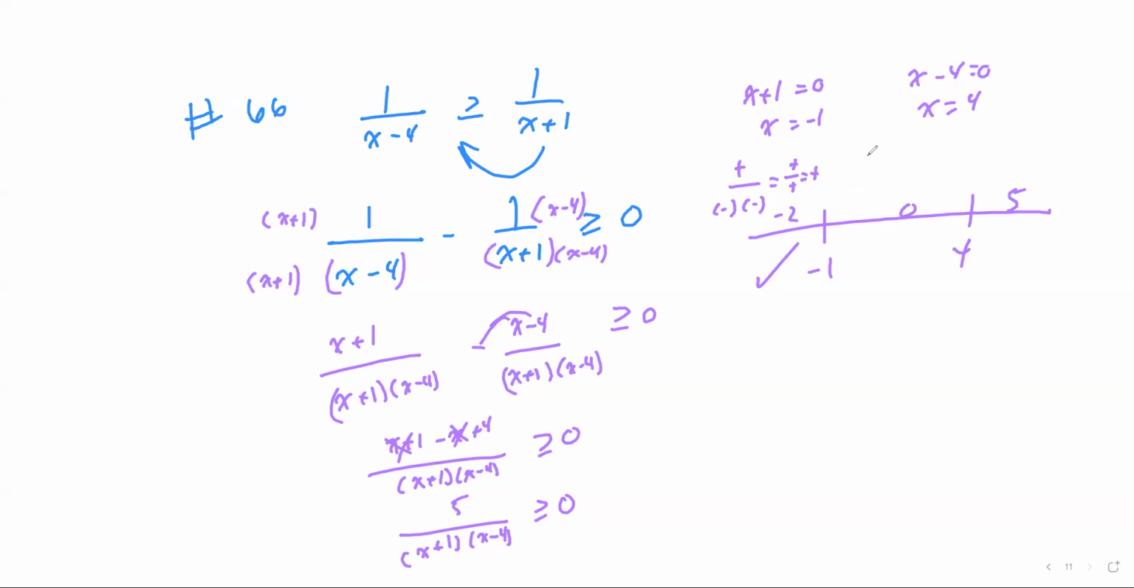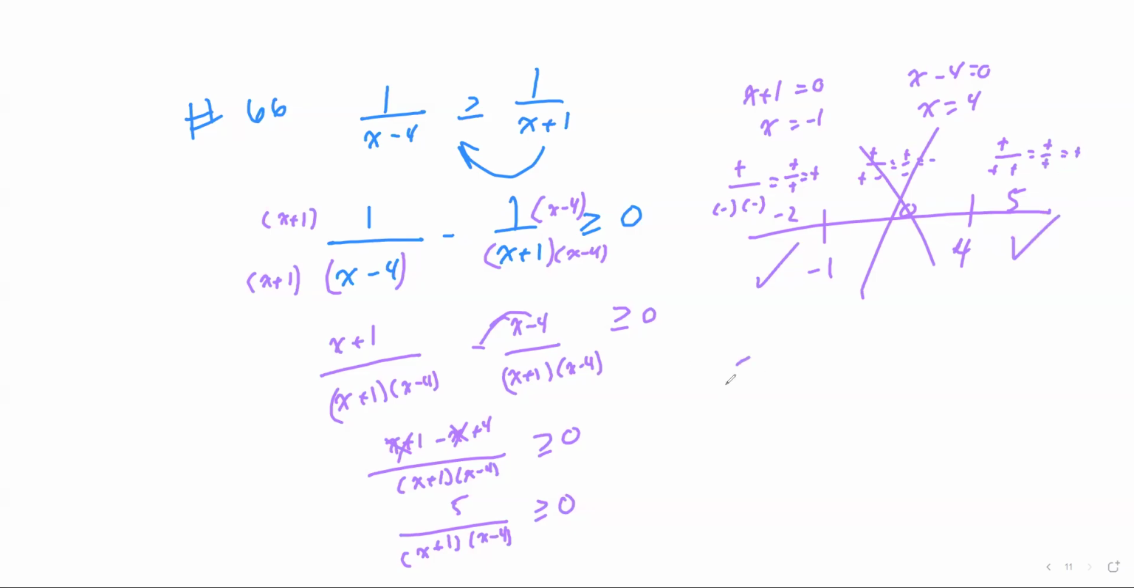Plug in 0, so I get a positive, positive, negative. So that gives me a positive or a negative, which gives me a negative. Doesn't work. This is a 4, by the way. This right here, 5, so that's a positive, positive, positive, positive or positive, which gives me a positive.